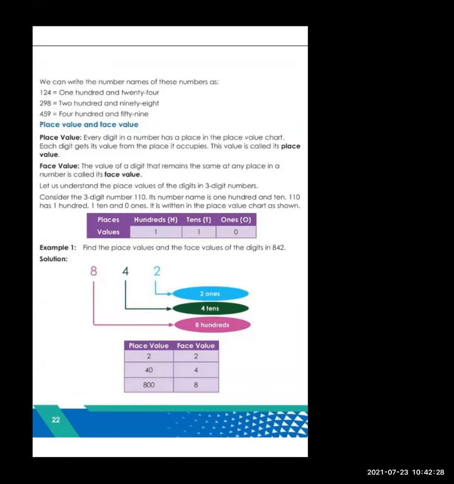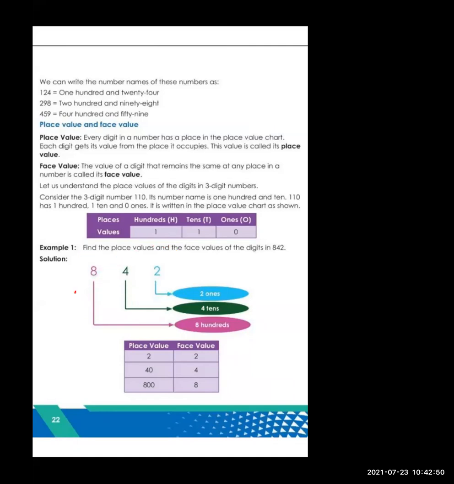Here the number given is 842. So 8 is the face value, 4 also face value and 2 also face value. वो face value हुआ. लेकिन what is the place value? उसका place value क्या है? So how can we identify the place value?